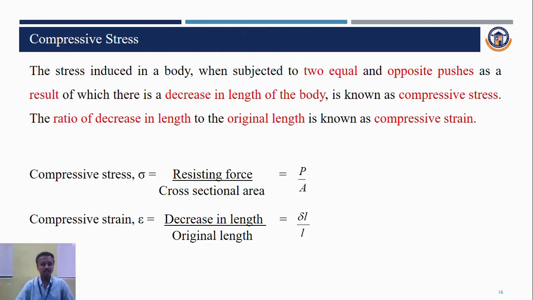Next one is compressive stress. The stress induced in a body when subjected to two equal and opposite pushes, as a result of which there is a decrease in length of the body, is known as compressive stress. The ratio of decrease in length to the original length is known as compressive strain. The formula for compressive stress is resisting force by cross-sectional area, which is equal to P by A. Formula for compressive strain is decrease in length by original length, which is equal to del L by L.